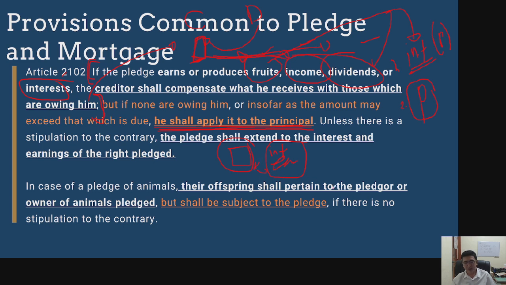In case of animals naman, their offspring shall pertain to the pledgor or owner of animals but shall be subject to the pledge if there is no stipulation to the contrary. Meaning, the rule here is accessory follows the principal. Accessory follows the principal. Meaning, since hayop ito, sino ang may-ari ng hayop? Si debtor or si creditor? Of course, si debtor. So, it must belong to the debtor. But since that is pledged, okay, those animals are considered as part of the pledge. They can be considered as part of the pledge if there is no stipulation to the contrary.